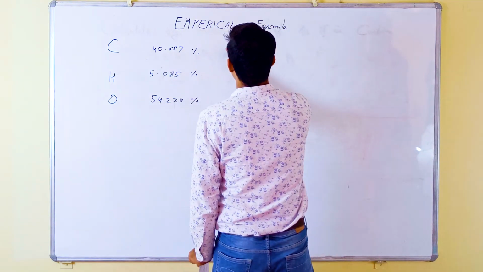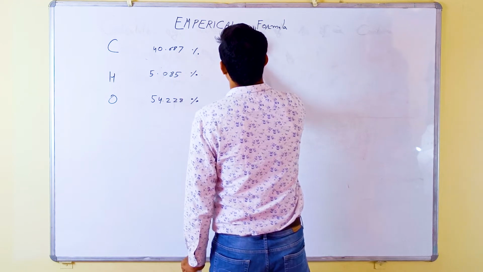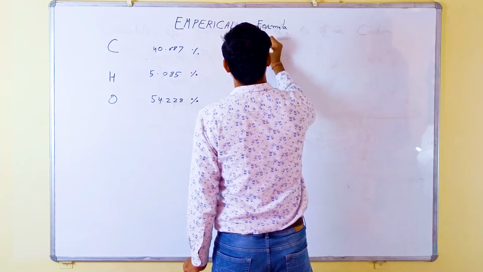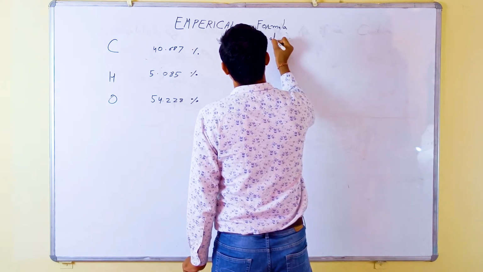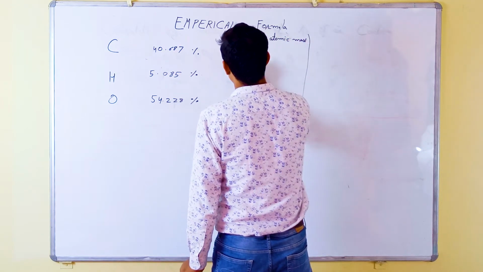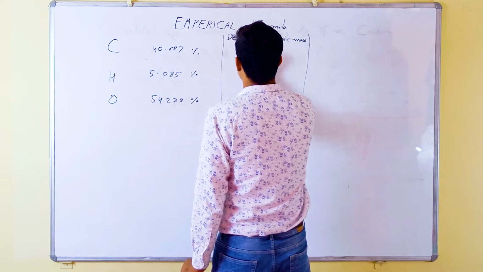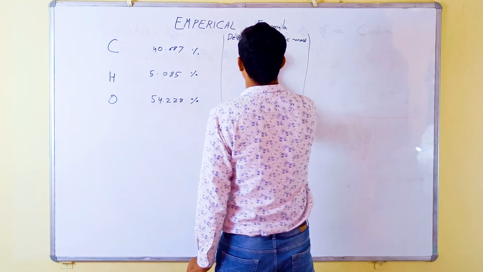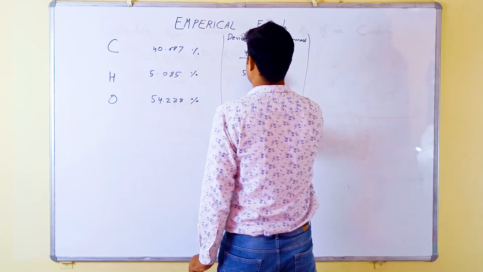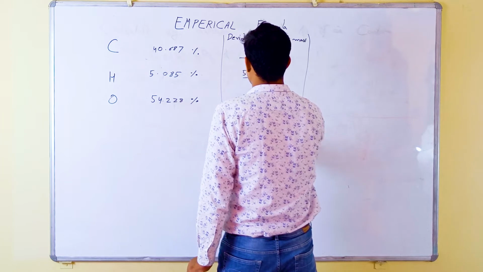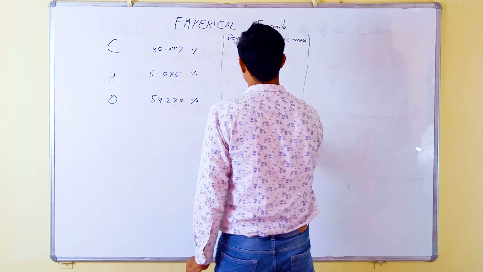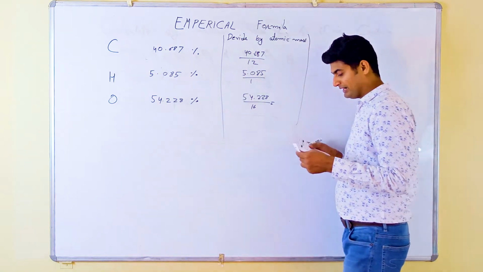Simply, first divide the percentage composition by molecular mass, or rather atomic mass, because we are taking atoms. Divide by atomic mass. In this step, we have to divide 40.687 by 12, 5.085 divided by 1, and 54.228 divided by 16. What is the value we are going to get?